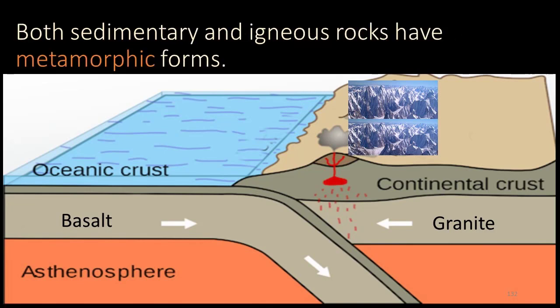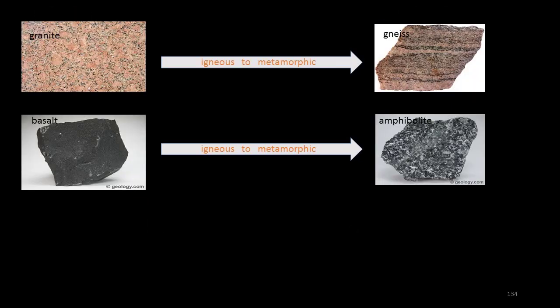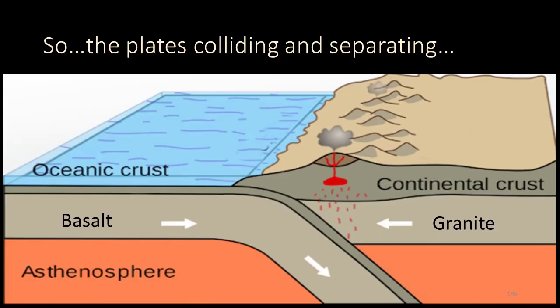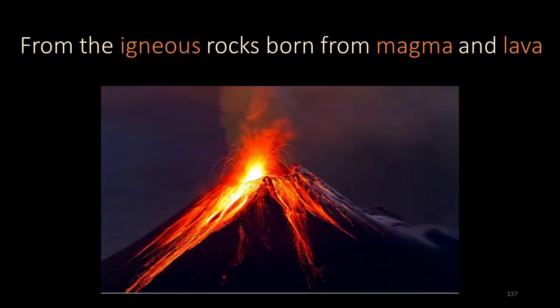Both sedimentary and igneous rocks have metamorphic forms. Shale turns into slate, mica turns into schist, and so on. So the plates colliding and separating cause the rocks to form and to change.